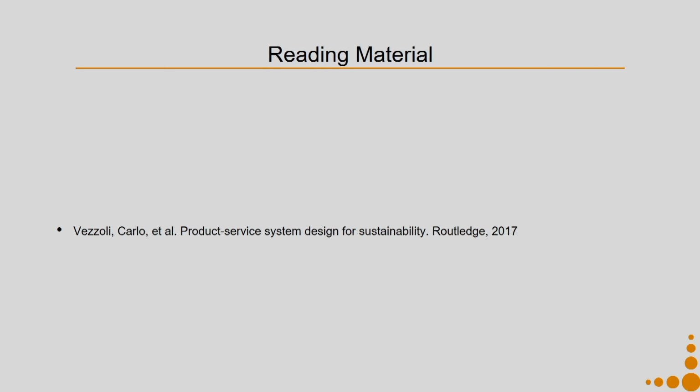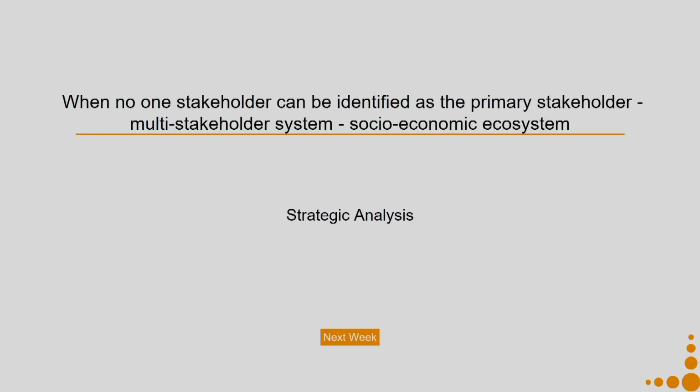The reading material continues to be the same for you. In the next lecture, next week, we will be discussing how to do strategic analysis when no one stakeholder can be identified as the primary stakeholder, that is in a multi-stakeholder system, which is something called a socio-economic ecosystem.